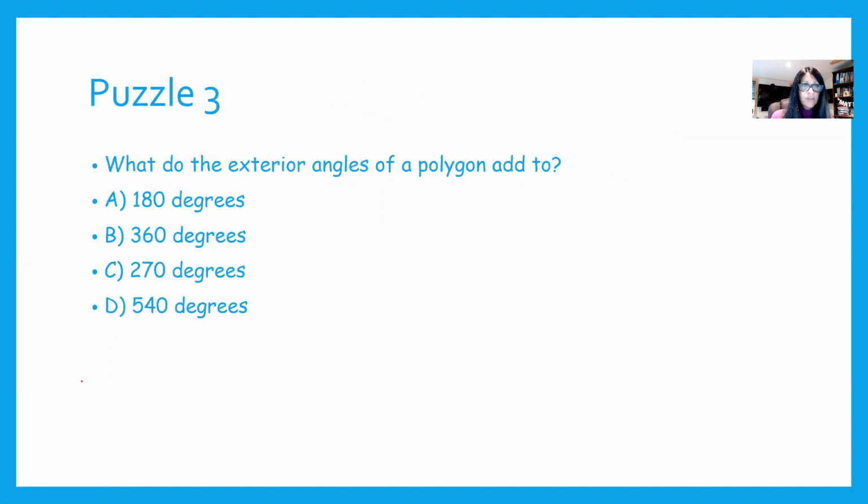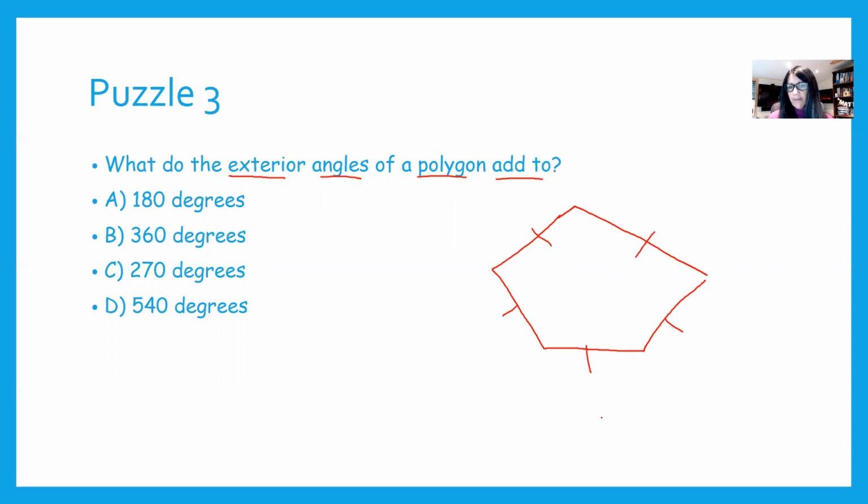Puzzle 3, last one. What do the exterior angles of a polygon add up to? So a polygon is a closed, straight-edged shape. So for example, let's badly draw 1, 2, 3. I was trying to draw a pentagon there. So let's say we've got a little regular pentagon going on here, 5 sides.